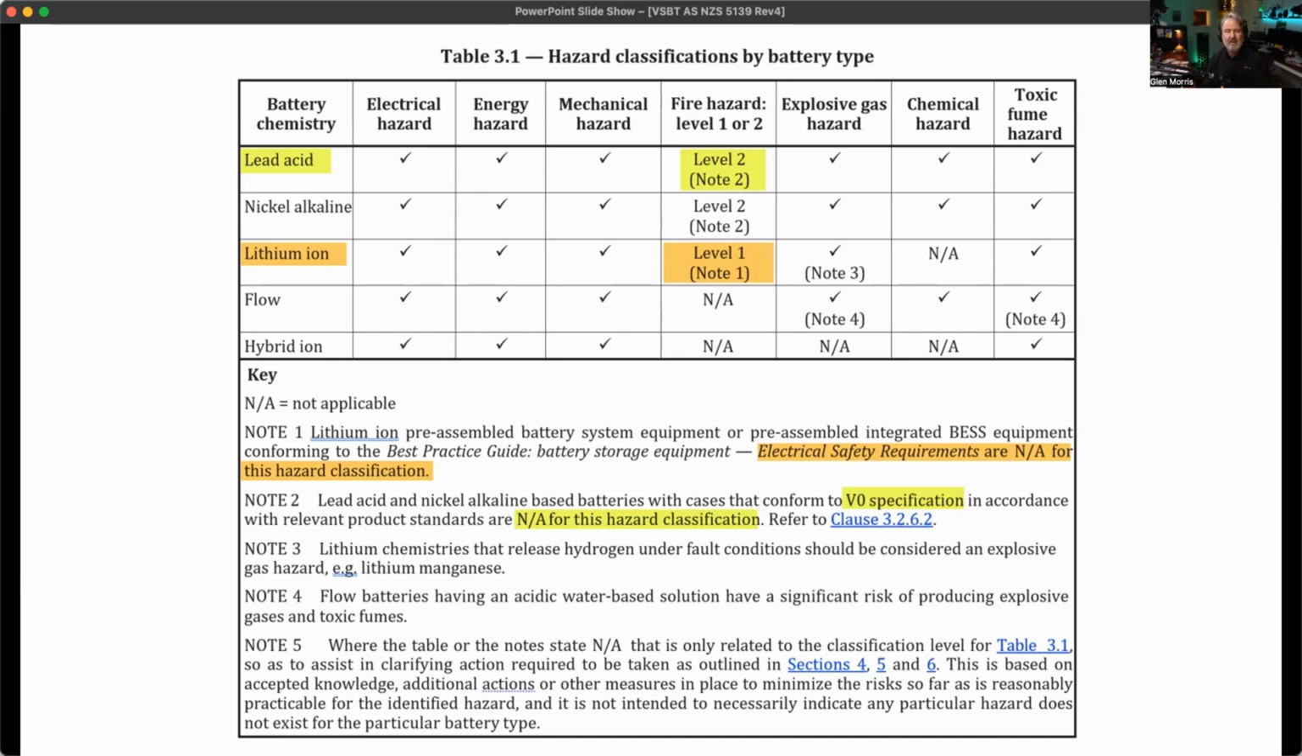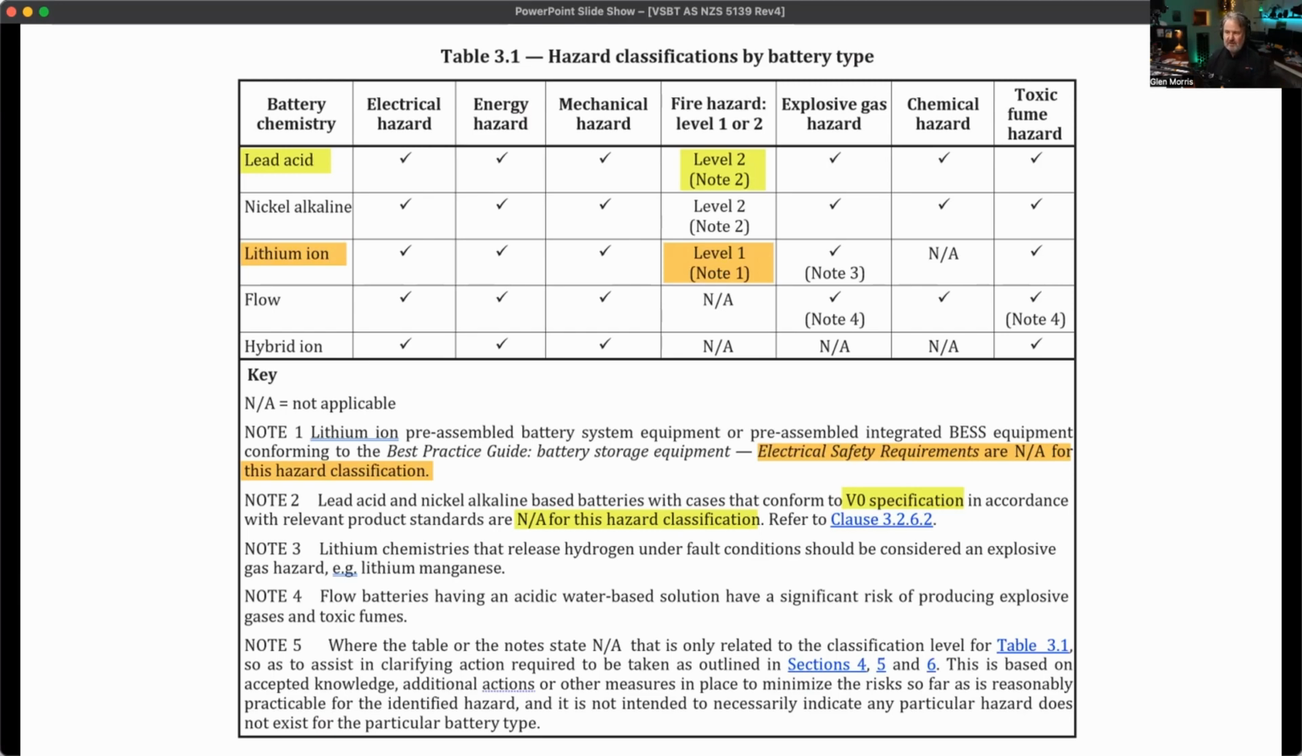It becomes NA, not applicable, so there's no fire risk, which actually allows you to put a lead acid battery in a building containing habitable rooms if it's got non-combustible cases. That's pretty common. You just better check if you are using those.